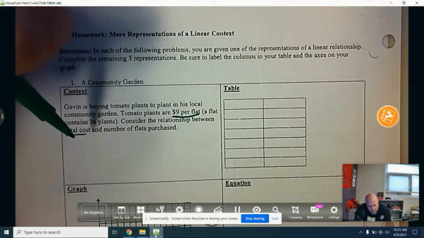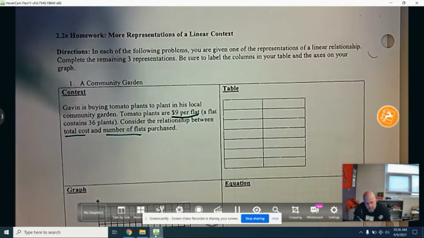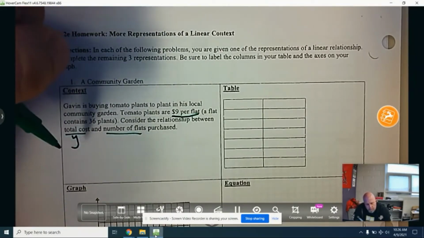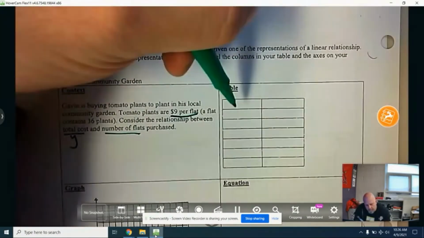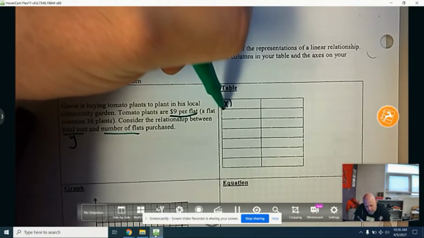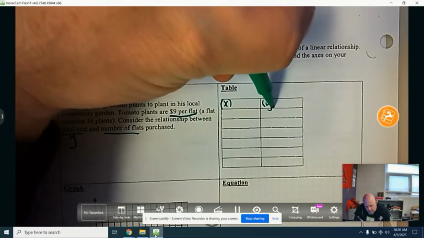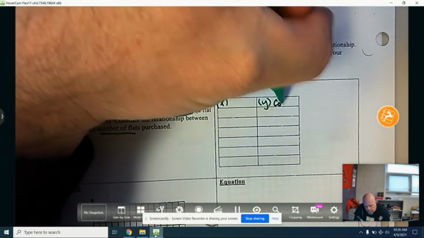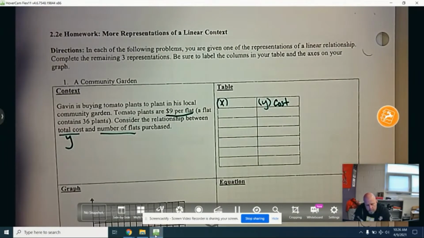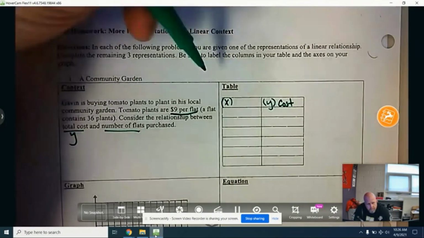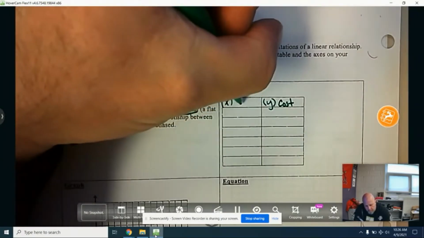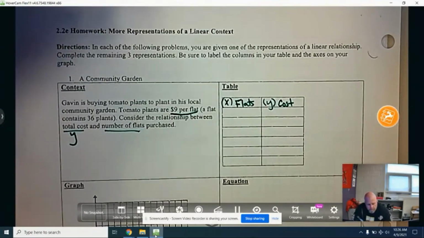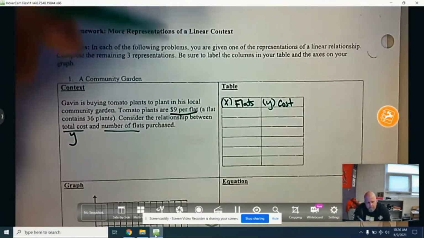Consider the relationship between the total cost and the number of flats purchased. So whenever you have total cost, that usually refers to what you're graphing on your y-axis. And if we're making tables, the left side is usually our x values, the right side is our y values. So I'm going to label this one cost or total cost. My x side is going to be the number of flats. So I can just write in flats, there's a short little space. And then I need to fill in this table here.